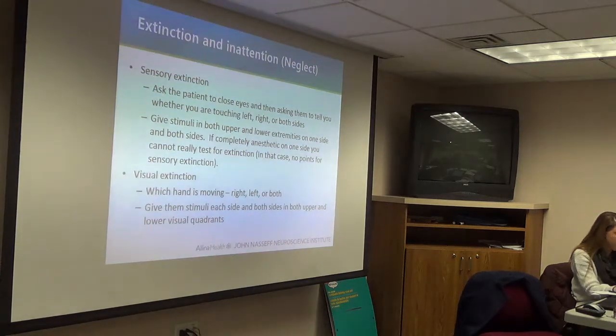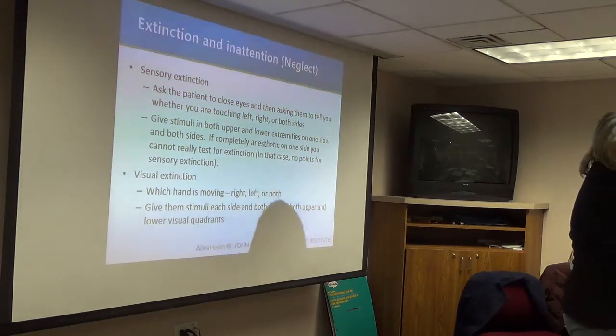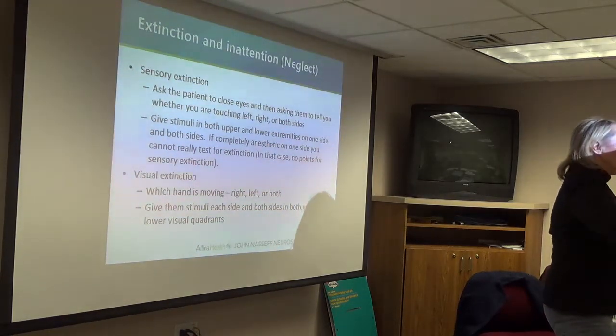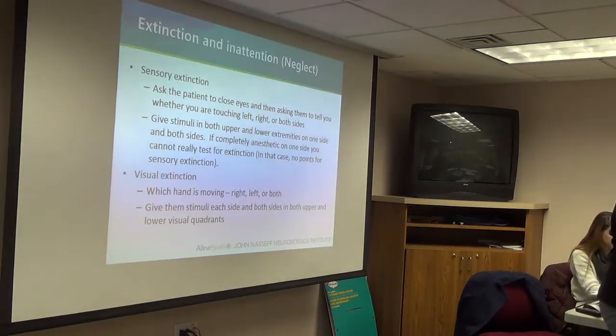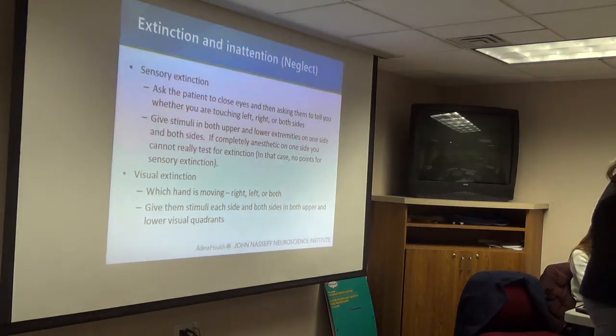And it happens all the time. So if they have that, I call that asomatognosia. They completely divorce themselves from that side of their body. That's profound neglect. Then you just arbitrarily give them the worst score of 2.